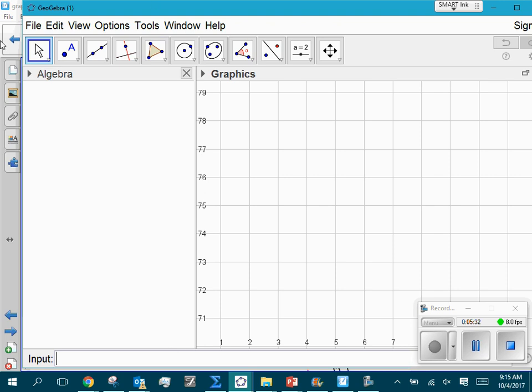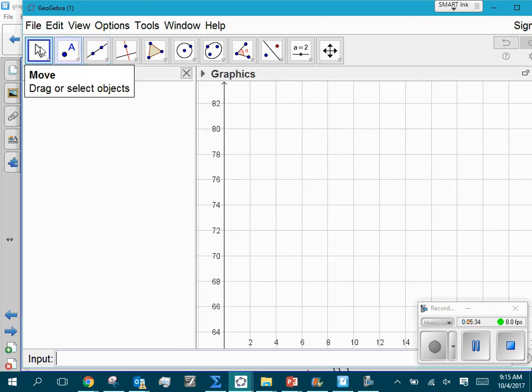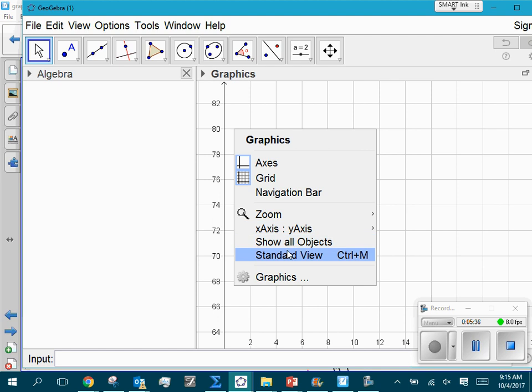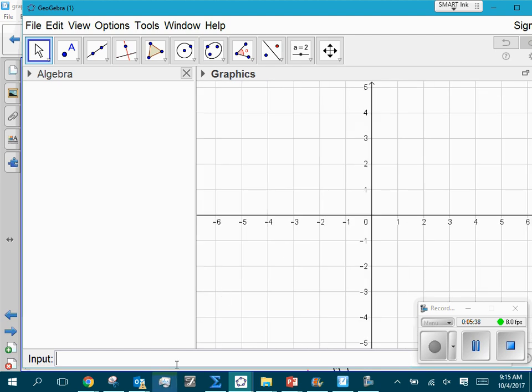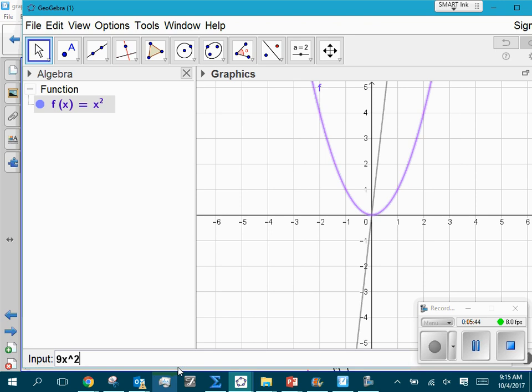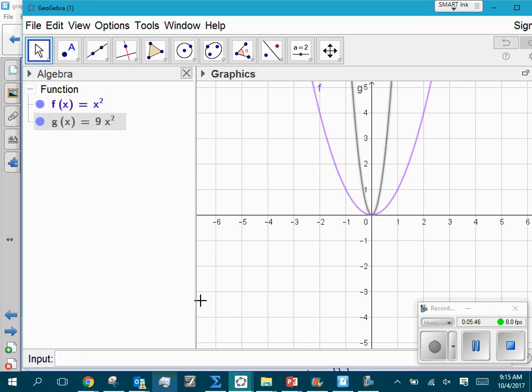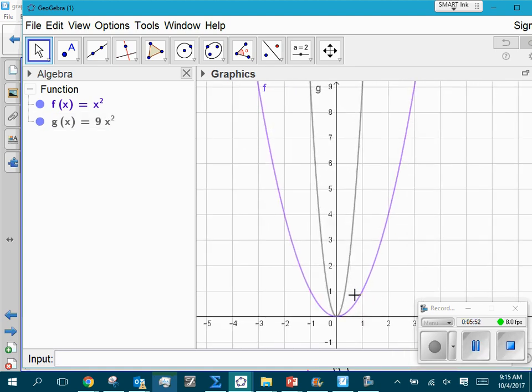But if I graph this, let's get back to standard view here. Okay, there's your x squared, right? Well, 9x squared, you see how it just made it skinnier? Okay, and the idea is that this y value here on x squared is a 1. Well, on 9x squared, it's right there, it's 9 times bigger.